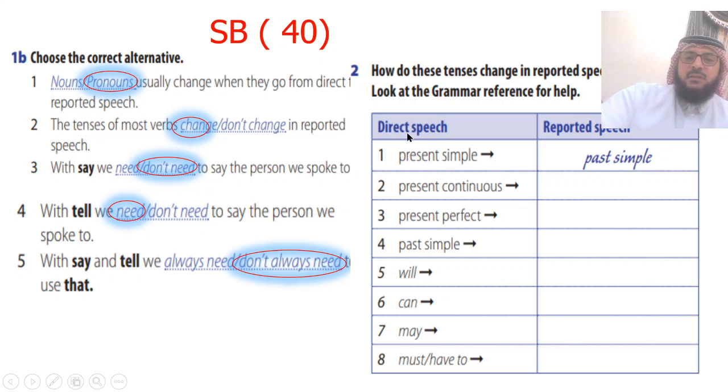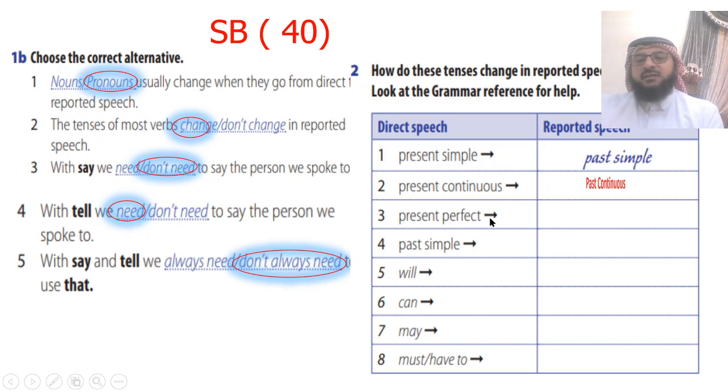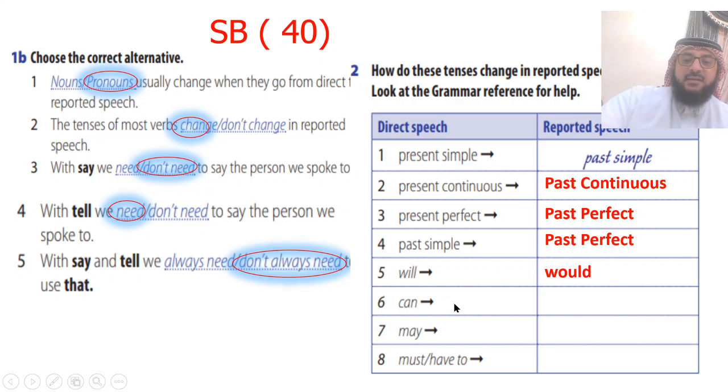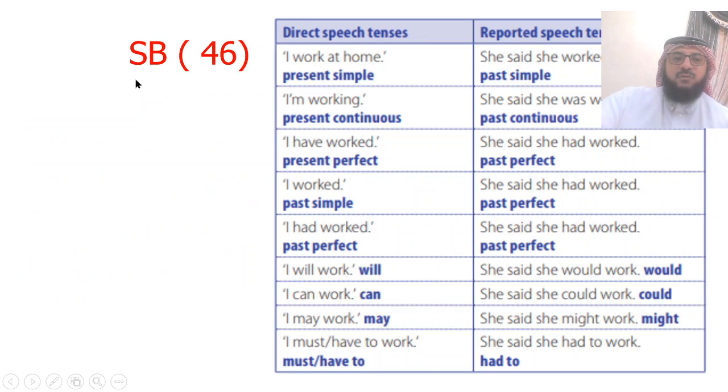Present simple. Tense conversions: present simple changes to past simple, present continuous to past continuous, present perfect to past perfect. Past simple goes to past perfect, the further past, using the third form. Will, would, can, could, may, might, must or have to: what do they become? Their past is had to. Are you good? Let's move.